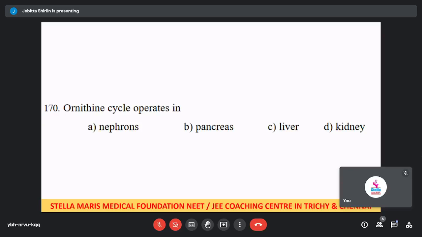In the liver cells. It is in the liver cells, or the hepatocytes, where this ornithine cycle is taking place. Right, students? It is not in the nephrons, or the pancreas, or the kidneys. It is in the liver. Right? Shall we proceed? Yes, ma'am. So these are certain basic things, children. Please don't forget all this.